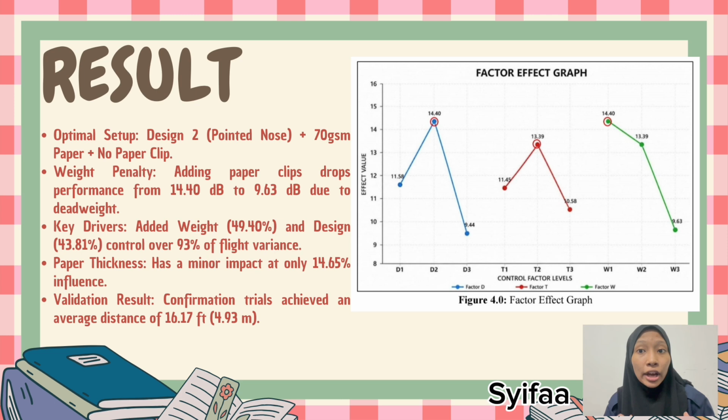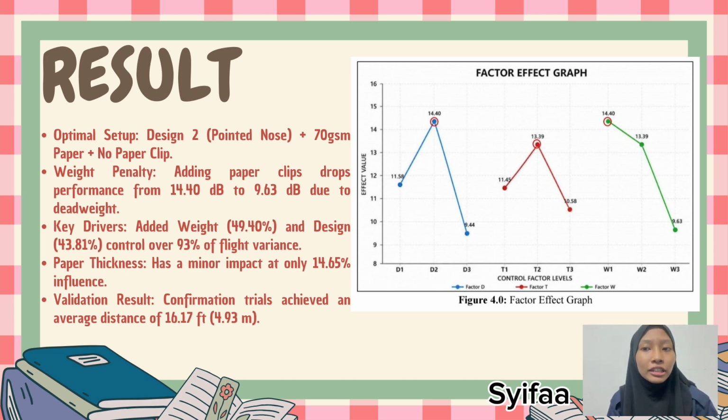Looking at our factor effect graph, our optimal parameters to maximize flight distance are clearly identified as Design 2, which is the pointed nose, at 14.40 dB, next is 70 GSM paper, at 13.39 dB, and weight 1, which is no added paper clips, at 14.40. Our data showed that adding paper clips introduced severe dead weight, causing performance to drop sharply. Aerodynamically, the pointed nose cut through the air resistance more efficiently than the other designs.